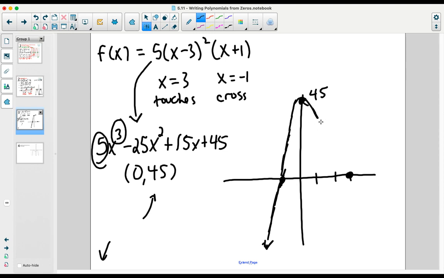Then we have to come back down to 3. We're going to touch there. We're not going to cross there. We're going to touch there because that was our repeated root. And then we're going to send our graph off to rise on the far right.